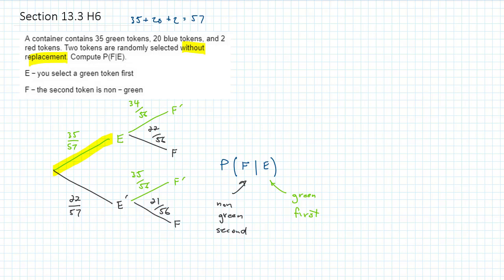And then when it says probability of F given E, that's just the section that I see right here. And I've got that labeled right here. The probability is 22 out of 56, so that's the answer to this problem. Given that I had a green one first, that means now there's only 56 tokens left. I want the likelihood that the second token is non-green. That means there are 22 non-greens left. That's what forms the probability, 22 out of 56.